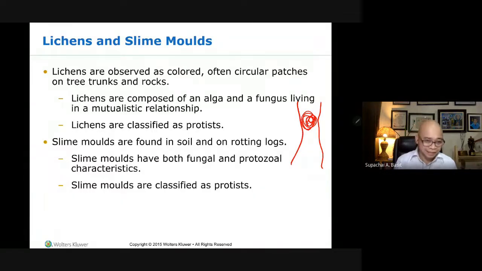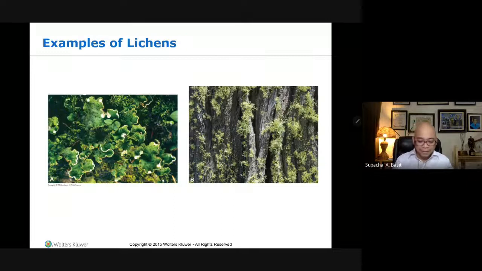Slime molds are another different organism. Slime molds are found in soil and on rotting logs. So slime molds have both fungal and protozoan characteristics. So slime molds are classified also as protists. Okay, so lichens are protophyta, slime molds are protomycota. So again, protophyta, plant-like protists, slime molds are fungi-like protists or protomycota. So these are examples of lichens. So you can see the circular patches.